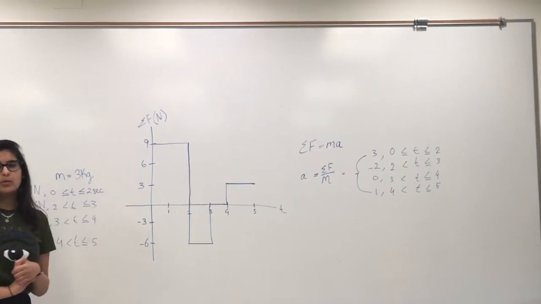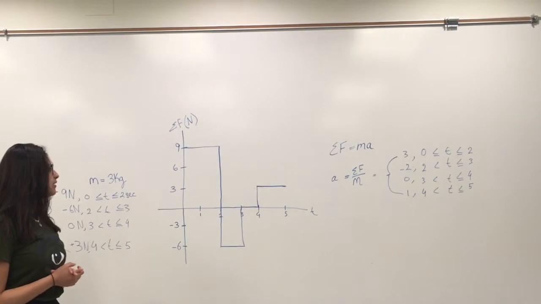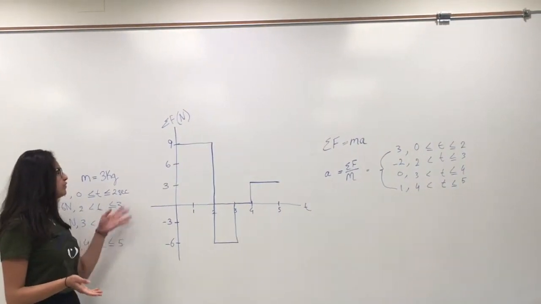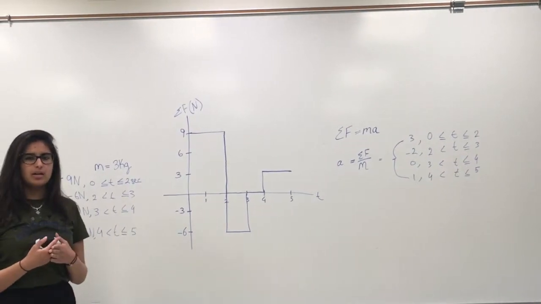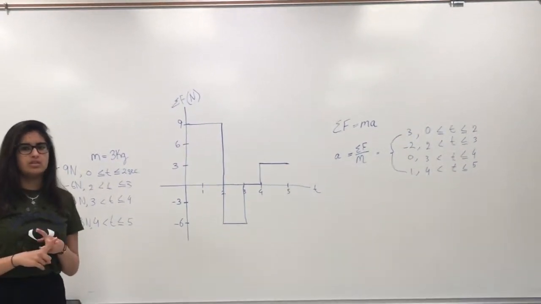So we are assigned question number 4, and the question presents us with a graph of the net force versus time, and we're asked to graph the acceleration versus time and the velocity versus time and position versus time.